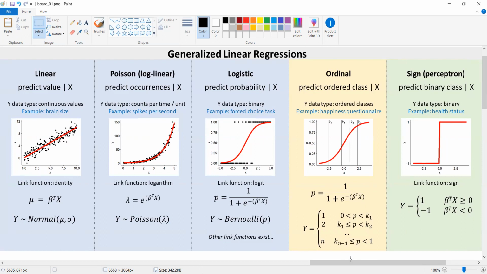So the sign is for binary class, but then logistic is also for probability, but is it more than just binary class? Because I thought it was the same for binary class for sign. So they're both binary. The logistic regression gives you the probability, and the sign doesn't talk about probabilities at all. As you can see, the reason the sign and the ordinal are not in blue is because they don't have the probability distribution. So we're not talking about likelihood with them. There is no probability. So it's a different way.